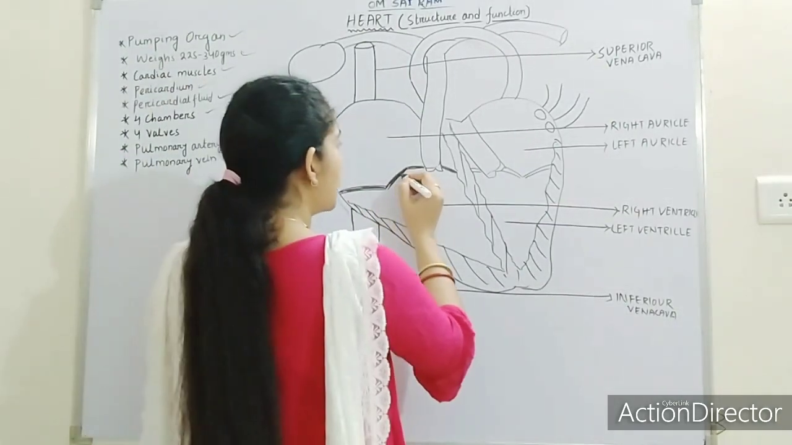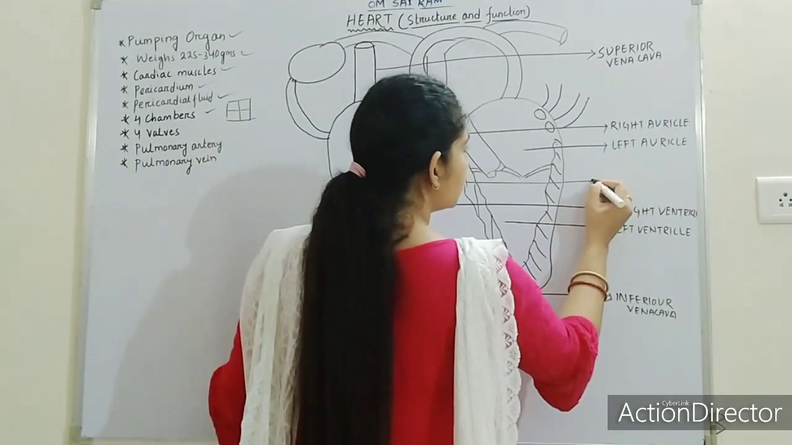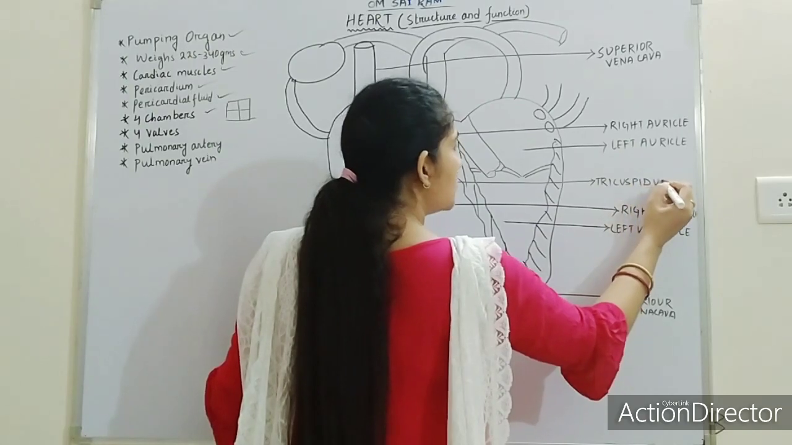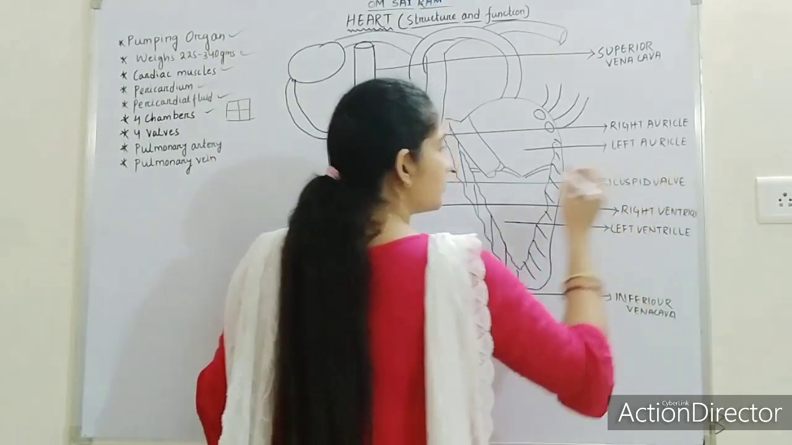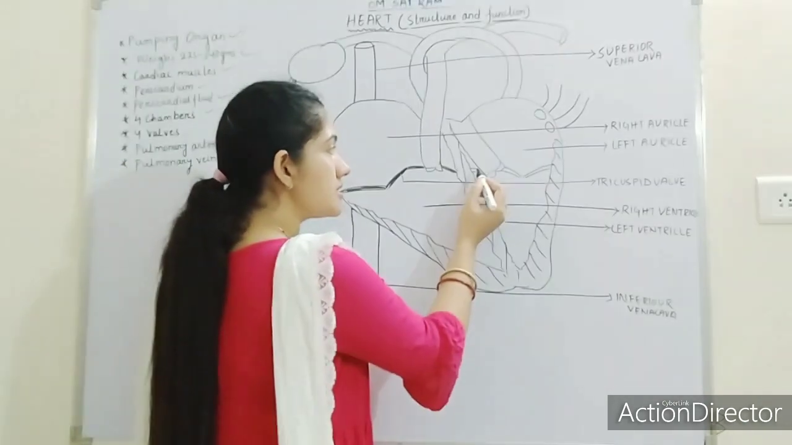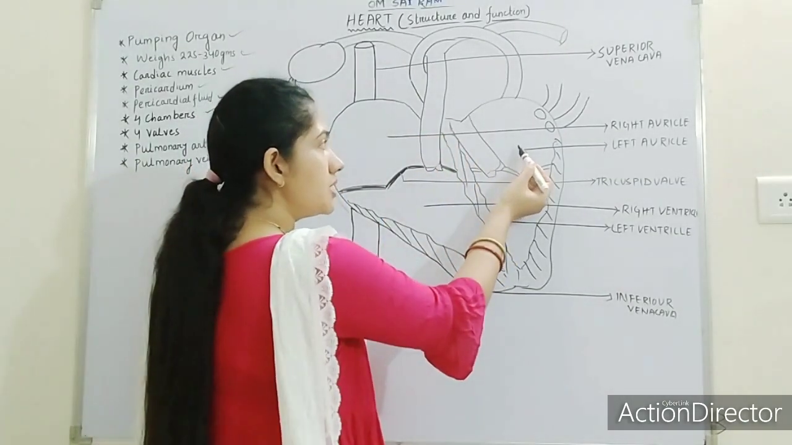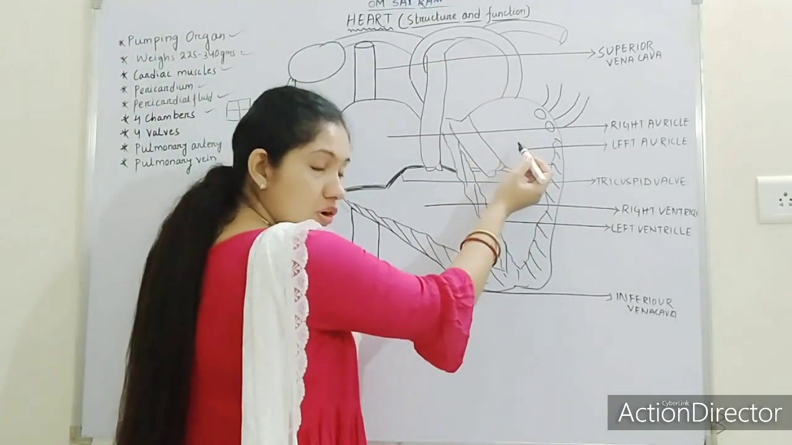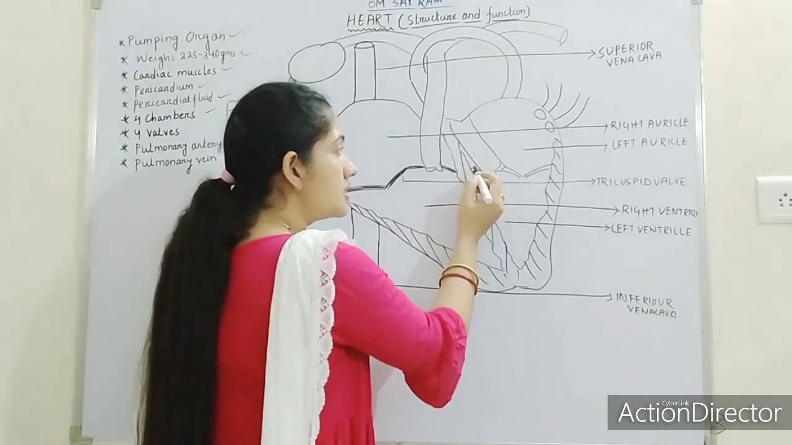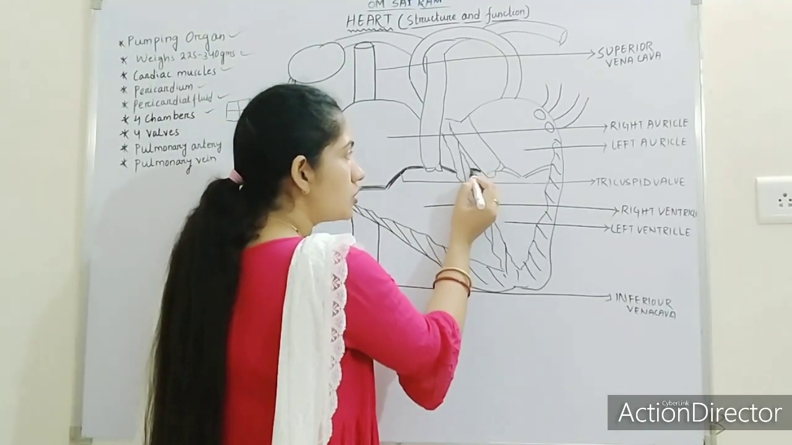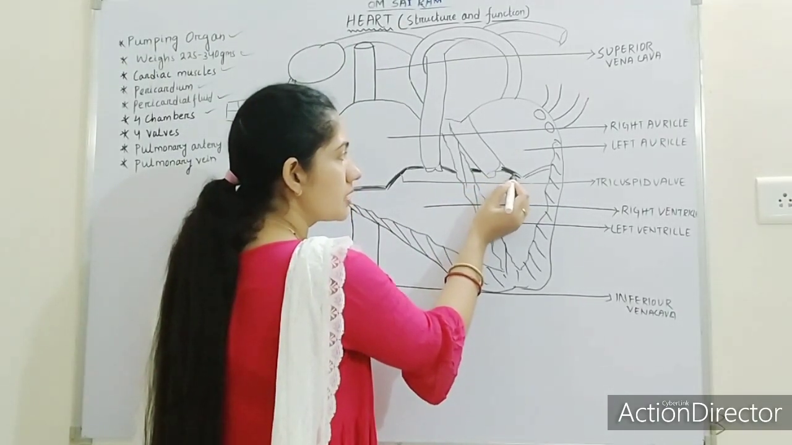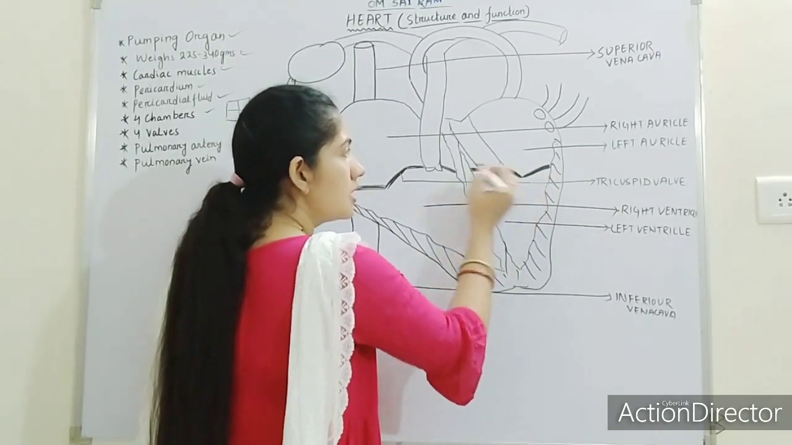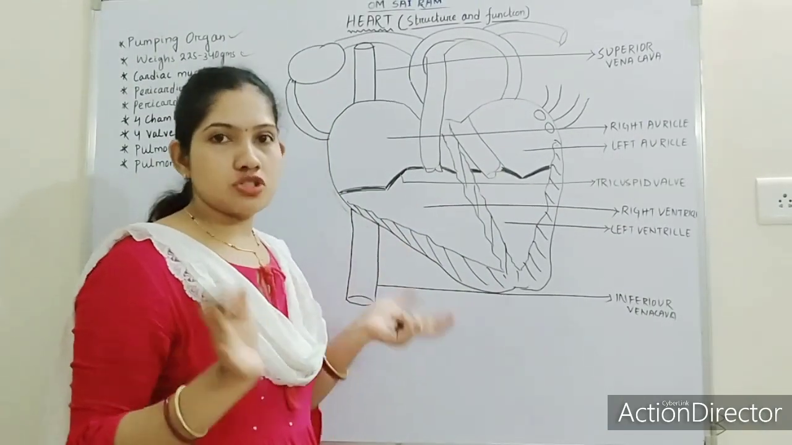Okay, here I can write tricuspid valve. And on this side you can see again there is a separation between the left auricle and left ventricle. Here you can see it has 2 flaps. This is one flap and this is another flap. So this valve is called bicuspid valve or dicuspid valve.